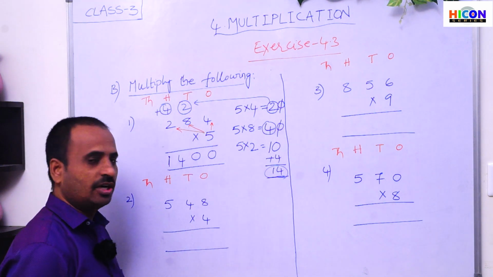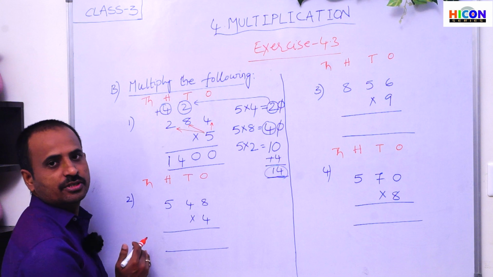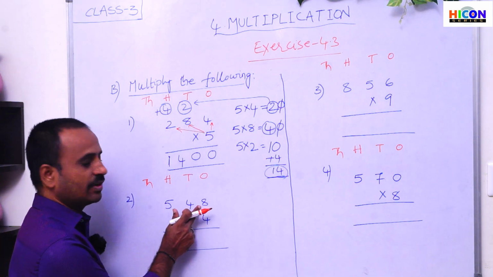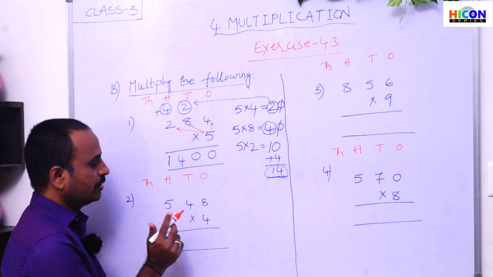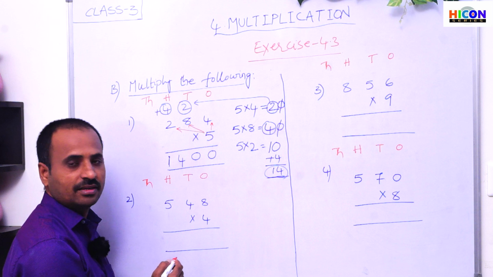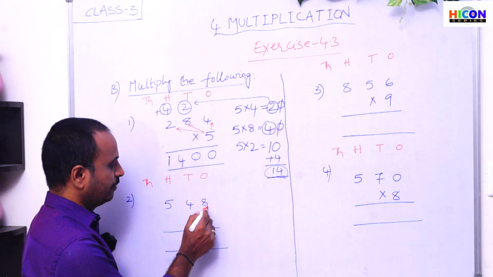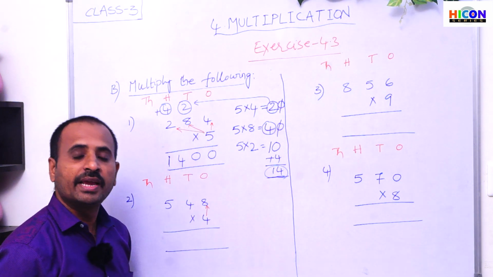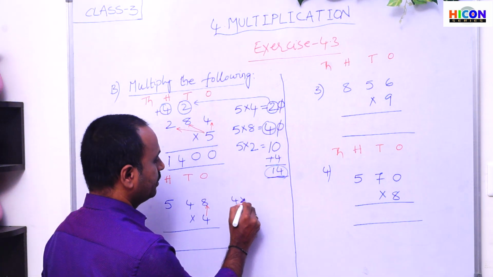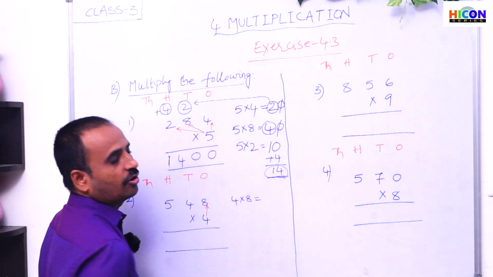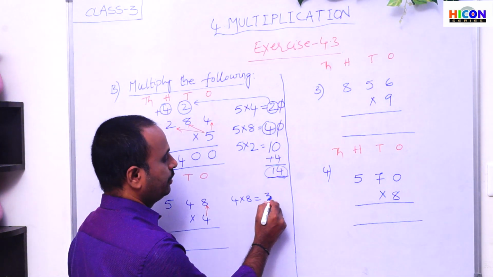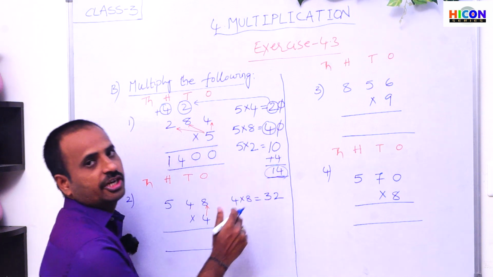So now start our multiplication from ones place. The first step is we have to multiply the digit in ones place with 4. What is present in ones place? In ones place 8 is there. So multiply 8 with 4. That is 4 into 8. Children, how much? 4 8s are? 32.